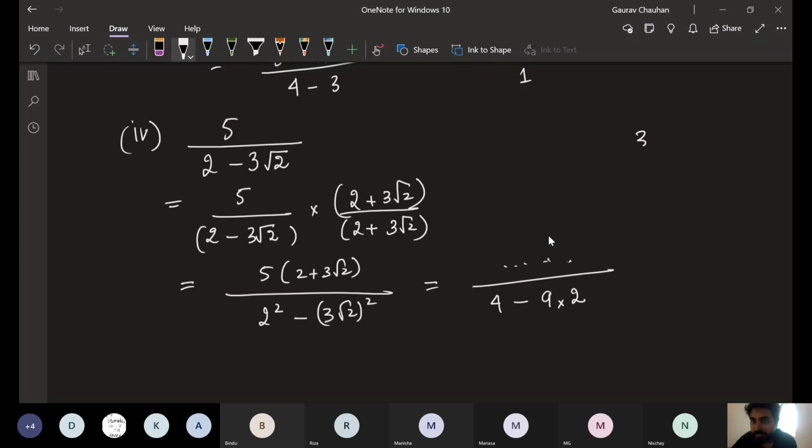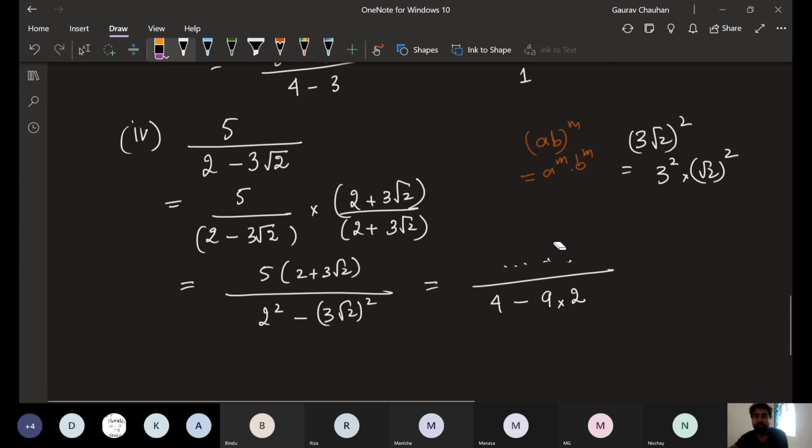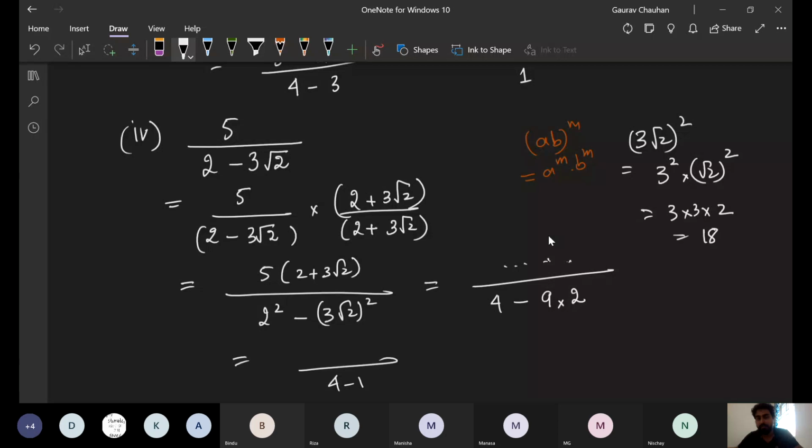4 minus 18. What Nishchay is actually doing is 3 root 2 whole square is equal to 3 square into root 2 square. Why? Because (ab) whole power m is equal to a power m into b power m. From there this is coming. And that gives us 3 square is 9, or you can just write 3 into 3 into 2. That's equal to 18. And that gives us 4 minus 18. Denominator is 4 minus 18. So denominator is minus 14.